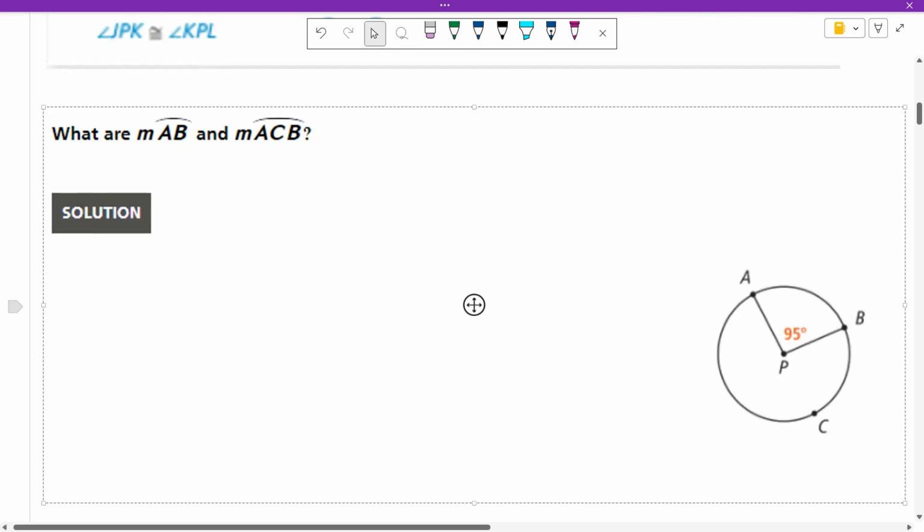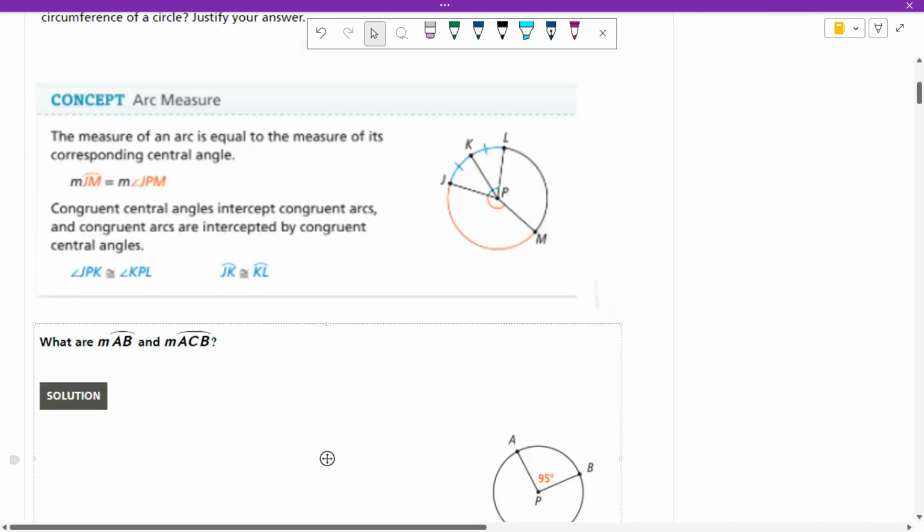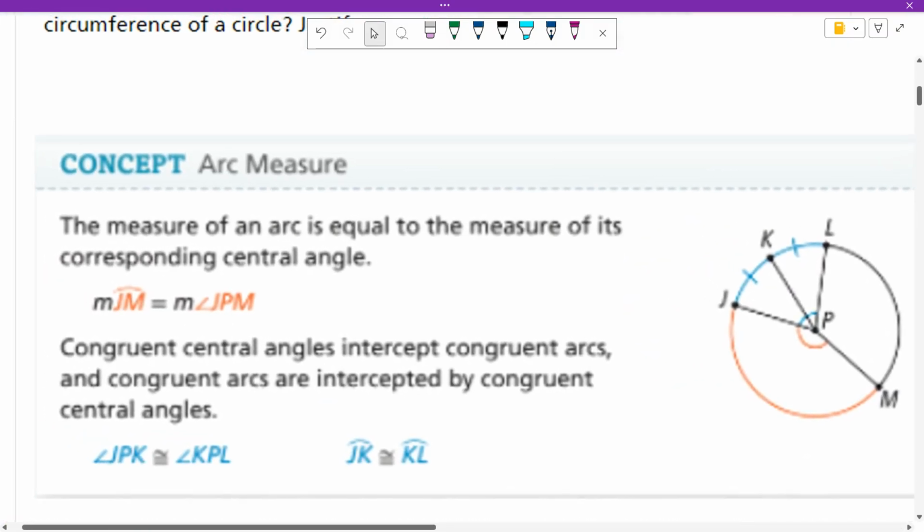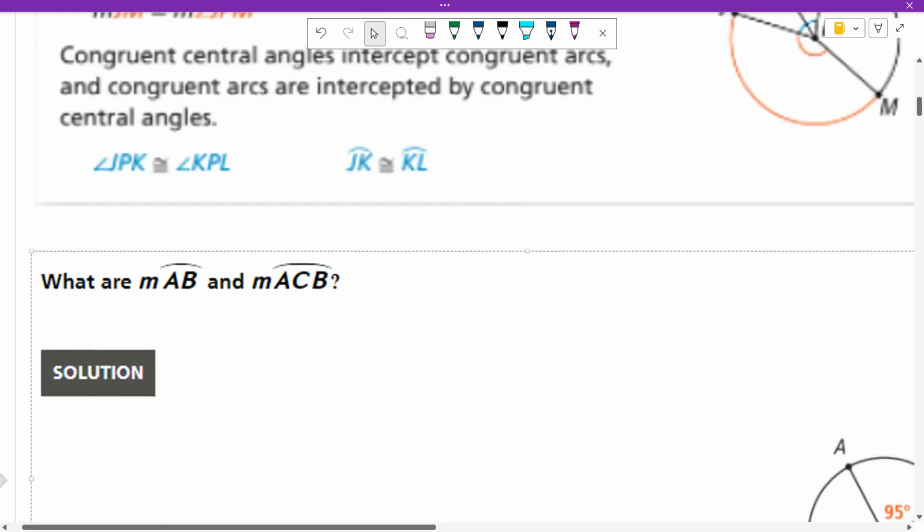So here we have arcs KL, JK, MJ, LM. Those are all arcs that you see right there. But we also have arc JML. JML is a major arc, is what they call it, because it goes more than 90 degrees. You could have KLM. You could have KLJ. So when you go more than 90 degrees, you use 3 letters.